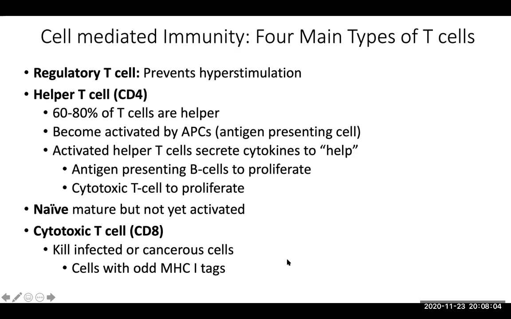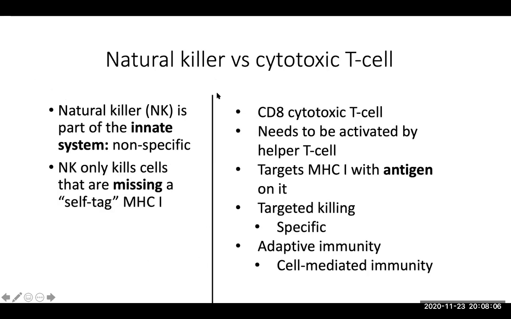All right. So that is cell-mediated immunity. And this was what I was saying, how natural killer and cytotoxic T cells seem like they're the same, but remember, natural killer is part of the innate immune system, and it's only going to kill cells that are completely missing an MHC1 tag, whereas the cytotoxic T cells are part of our adaptive immune system. It's targeted killing, it's looking for specific antigens, or an MHC1 that's displaying the specific antigen on it.